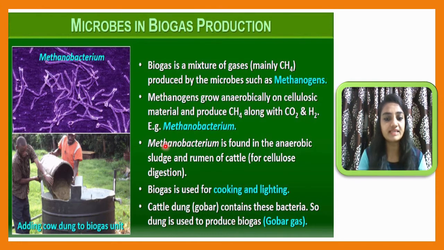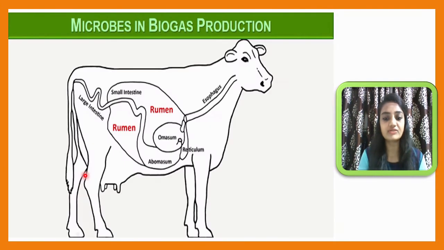Now let us see where methanogenic bacteria are found. Methanogenic bacteria are found in anaerobic sludge, which we have already discussed in the last lecture. In that sludge they are found, and they are also found in the rumen of cattle. Now let me try to understand what the rumen of a cattle is. This is the site where Methanobacterium can be found, where it does the cellulose digestion in cattle. So let me see what the rumen of a cattle is.